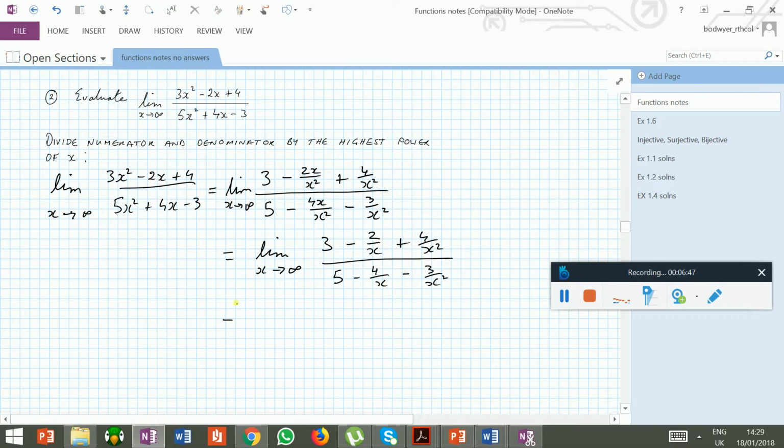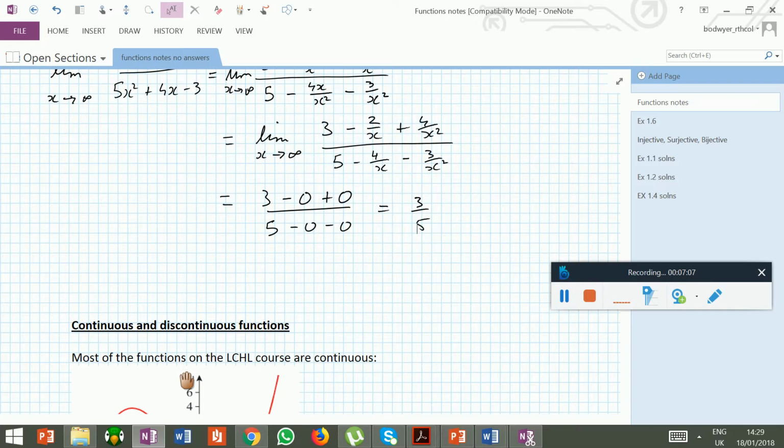Now, when x tends to infinity, this goes to 0, this goes to 0, this goes to 0, and this goes to 0. So what you have is (3 - 0 + 0)/(5 - 0 - 0), and that's equal to 3/5. That's your answer there.